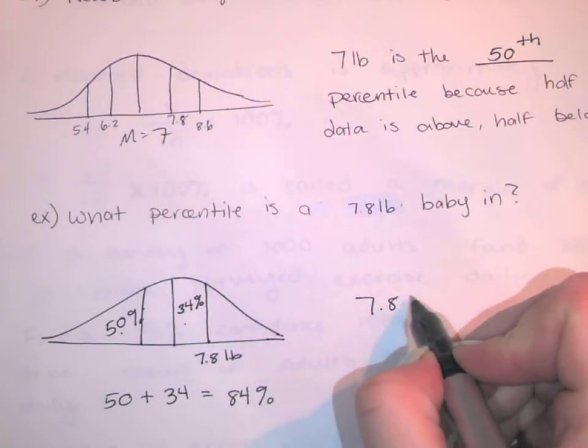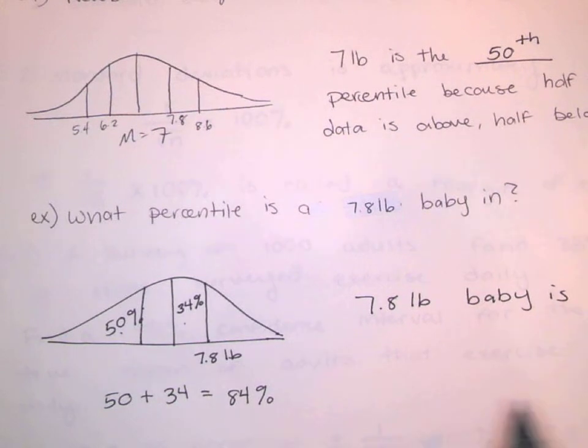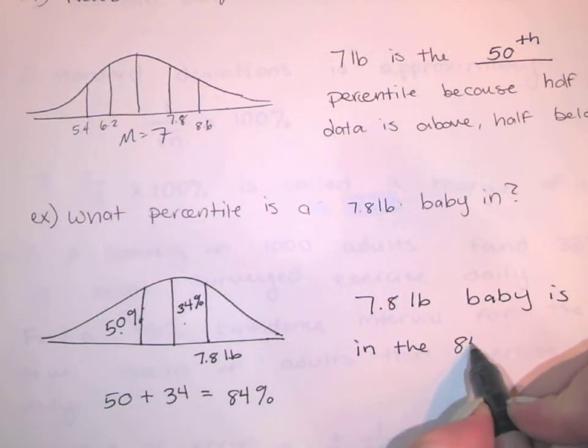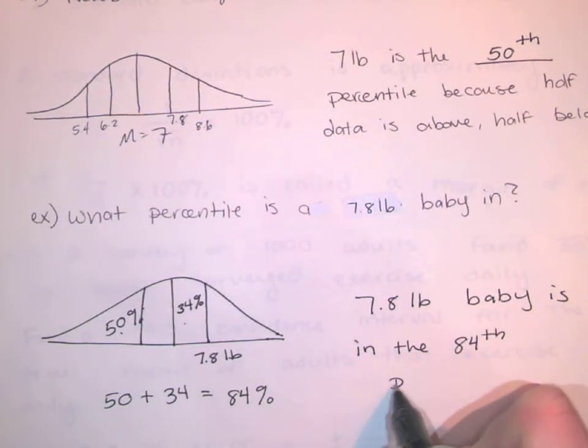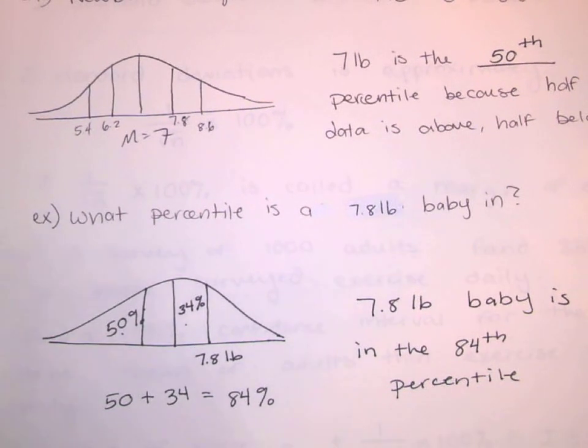So a 7.8 pound baby is in the 84th percentile. So 84% of babies are smaller than that baby. That means this baby is in the 84th percentile.